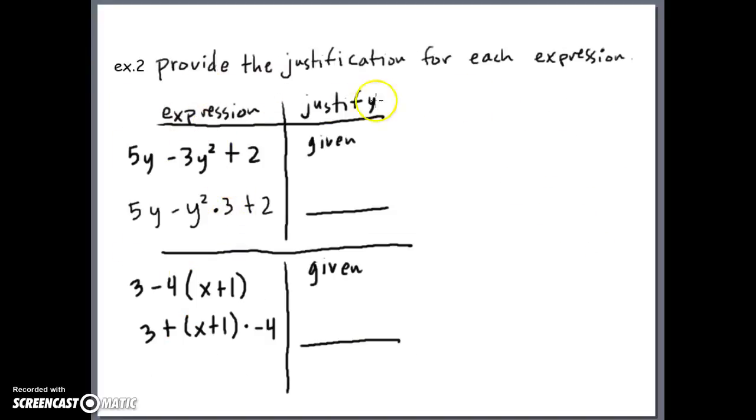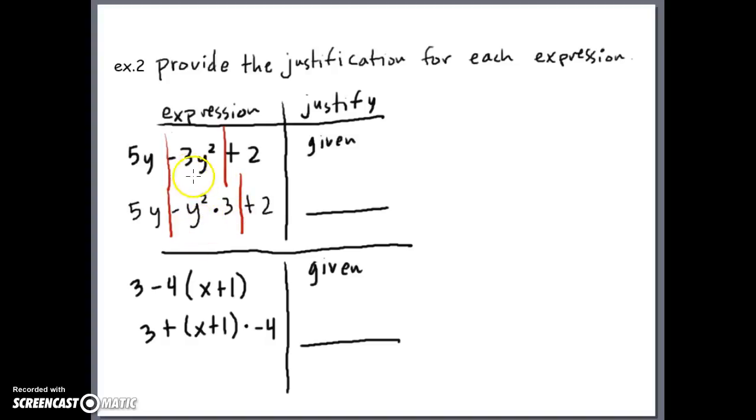Okay, so then we're going to do the same exact thing. We're going to figure out what changed. So now we should kind of be familiar with these proofs. So we've got 5y minus 3y squared plus 2. And here we have 5y minus y squared times 3 plus 2. So you can see that the order that the terms are in is roughly the same, except this middle term seems to have changed a bit, but the position of the terms is the same. So probably not addition. We did not commute anything that was being added.